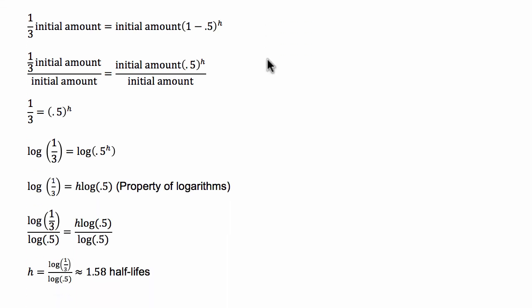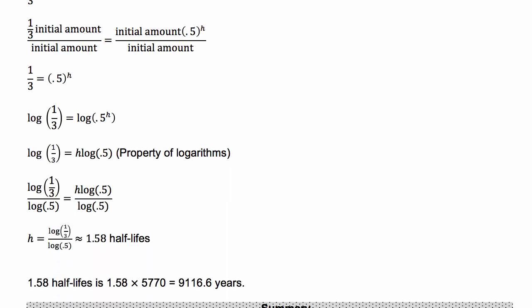This means 1.58 half-lives is 1.58 times 5,770, or 9,116.6 years. Thus, the tree that was the source of the charcoal died almost 9,117 years ago.